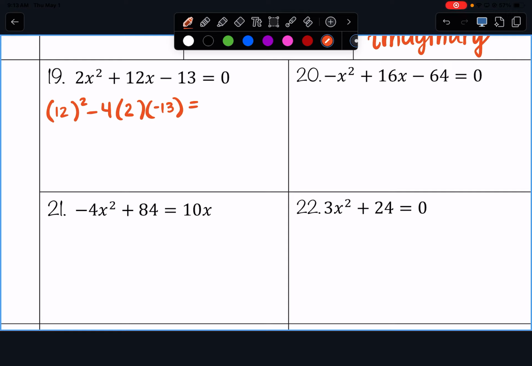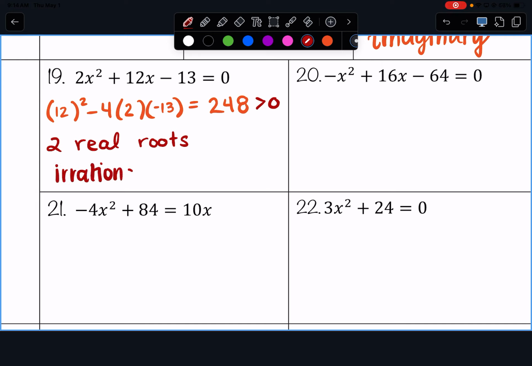I got 248. Is that right? Someone else confirm. Okay, 248. Is 248 greater than 0, equal to 0, or less than 0? Greater than 0. That automatically tells us we're going to have two real roots. Now, does 248 have a perfect square? Can you take the square root of 248 and get a perfect number? No. So that makes this one irrational.